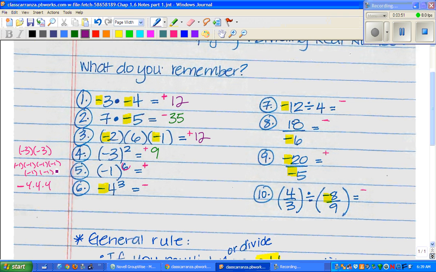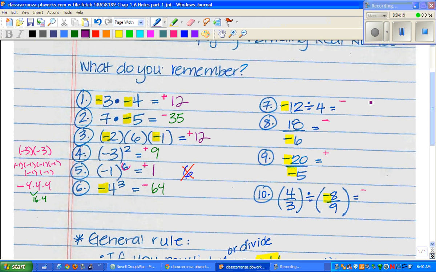Number 5, it's 1 times 1 times 1 times 1 times 1 times 1. Well, 1 times anything is 1. Notice the answer was not 6. All right, number 6. 4 times 4 times 4, if we break that down, that's 16. 16 times 4 is 64.